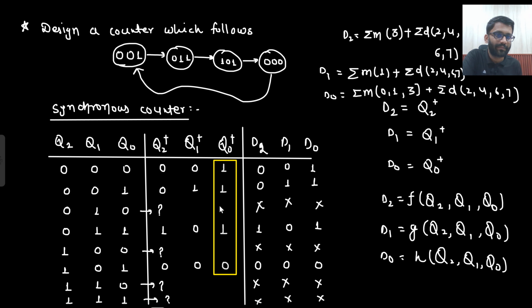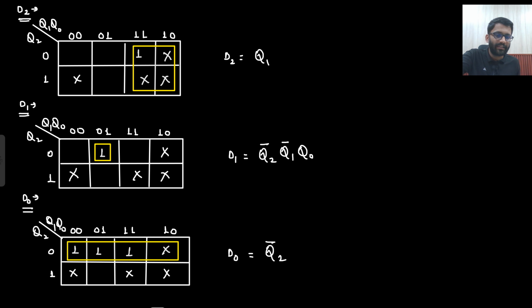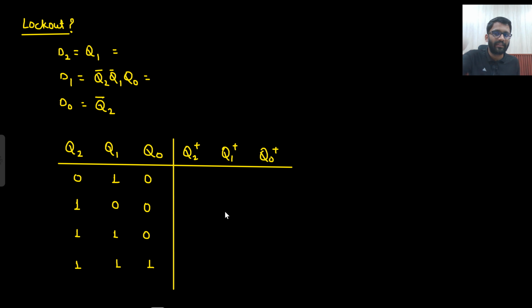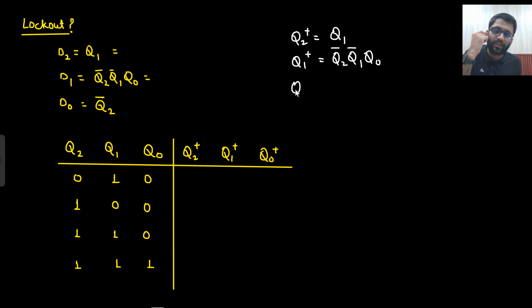Where will it go? Since I am done designing this, now I will see whether I am suffering from the lockout problem or not. So what will be my Q2 plus? Q2 plus will be equal to D2, and D2 is equal to Q1. What will be my Q1 plus? Q1 plus will be equal to D1, and D1 is equal to Q2 bar, Q1 bar into Q0. And what about Q0 plus? That will be equal to D0, and that is equal to Q2 bar.